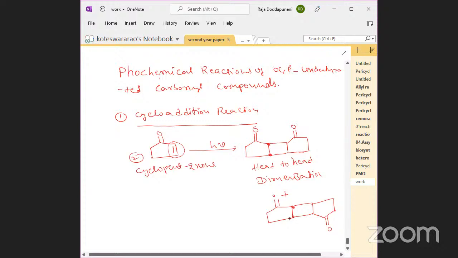Just for reference, what is head-to-head and head-to-tail? Now, both the carbonyl groups are on the same side. This is known as head-to-head dimerization. Heads of the two, this is known as the tail end. Both the heads and both the tails are on the same side. That is known as head-to-head or tail-to-tail dimerization. Now this one is known as head-to-tail dimerization. This product is known as the head-to-tail dimerization product.